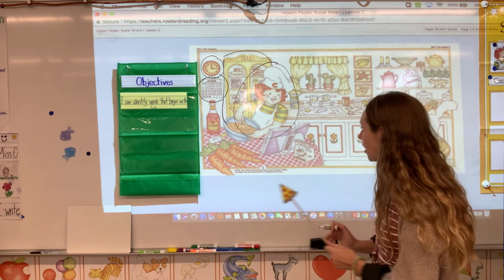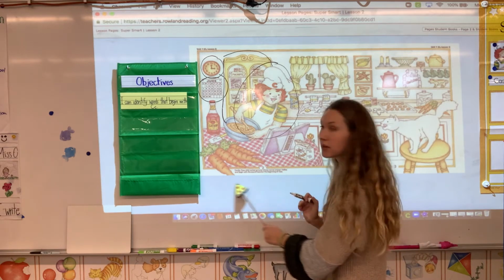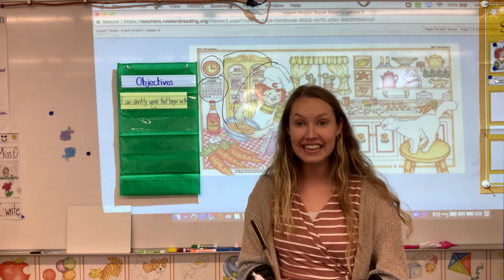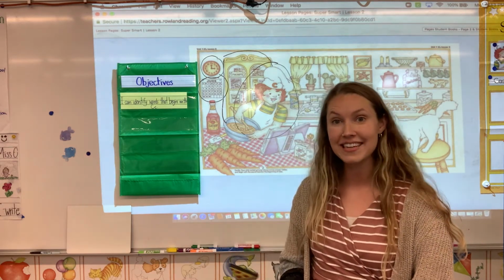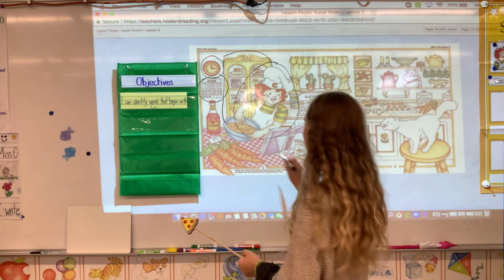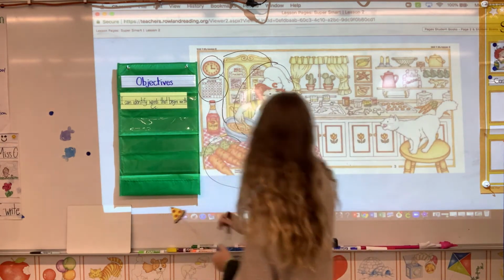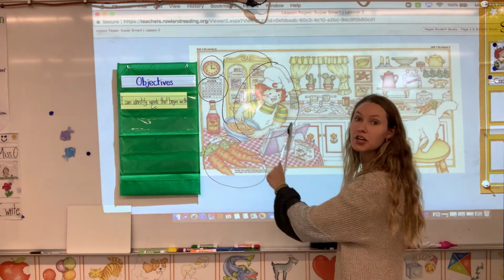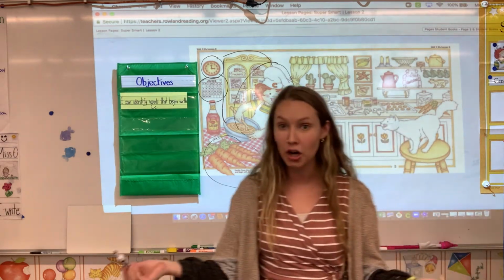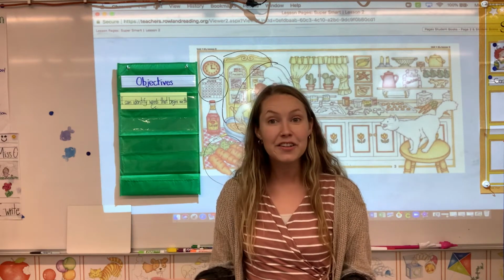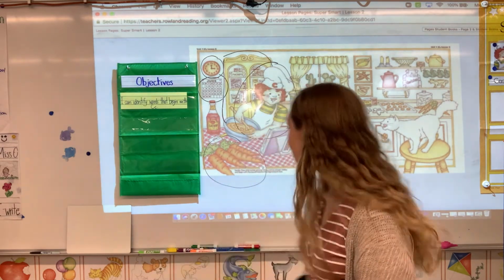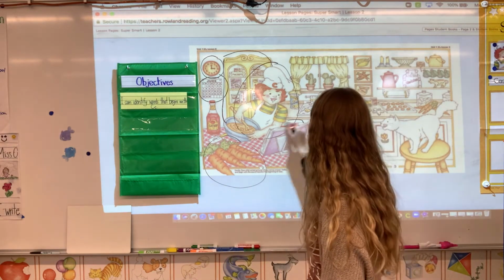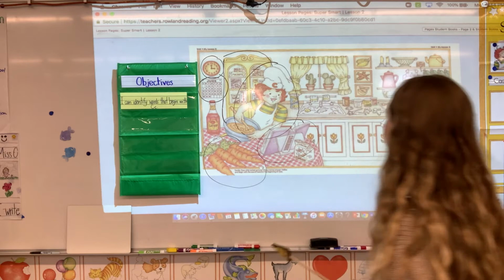How about some ingredients that she has here? What is this food? Carrots. Are we going to circle her carrots? Yes, that's a C word. Ooh, how about her cookbook? Have you ever used a cookbook before? It tells you the recipe of what you want to make. And cookbook starts with our C sound. So I'm going to circle her cookbook.